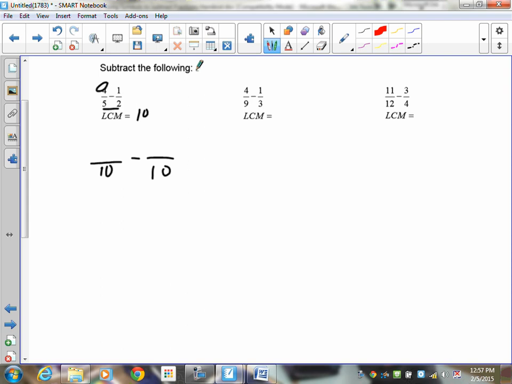So 4 times 2 is 8. 1 times 5 is 5. So 8 take away 5. We keep the denominator of 10. 8 take away 5 is 3/10. There you go. Pause the recording and try the next one.